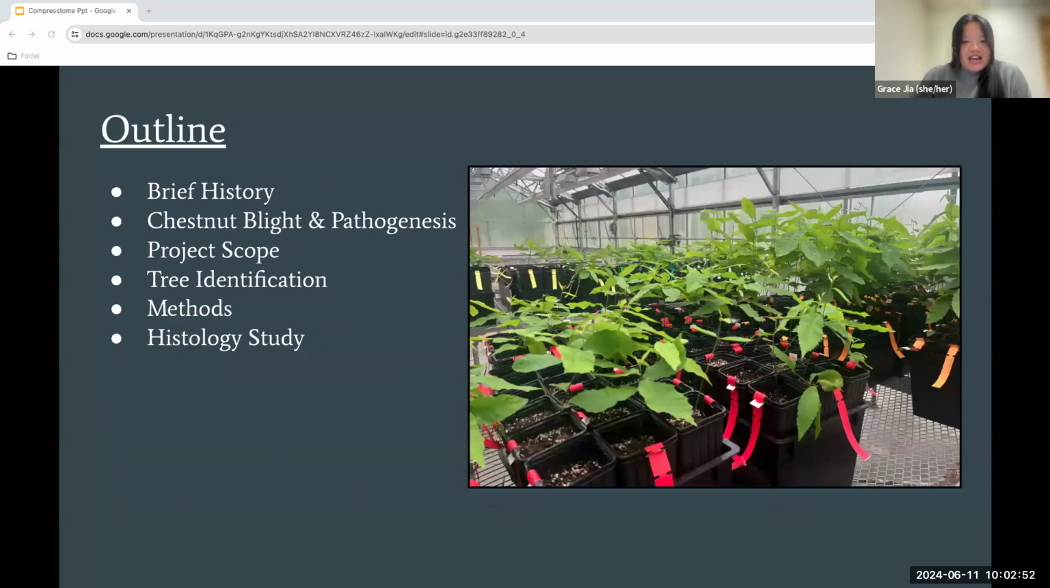And with that, here's an outline of my talk today, starting with a brief history of American chestnuts, a summary on chestnut blight and pathogenesis, the project scope, a quick lesson on chestnut tree identification methods, and the histology study that I'm working on in the Gruver Lab. And on the right side of this slide, you can see an image of the American chestnut trees that our collaborators, the American Chestnut Foundation, are growing in the greenhouse at our lab in Burlington.